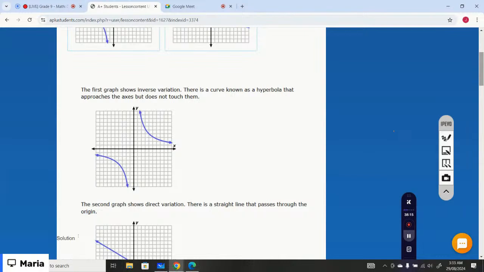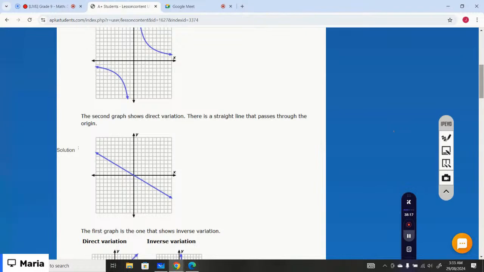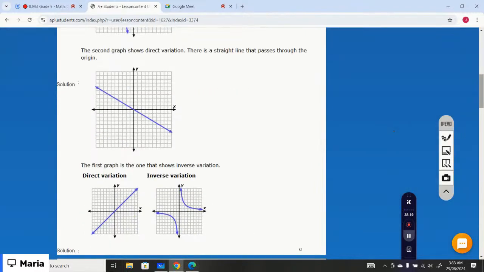The second graph shows the direct variation. The straight line is always a direct variation, right? It is a straight line that passes through the origin. So the first graph is the inverse variation and the straight line is always the direct variation, right? Let's just start with the test questions.